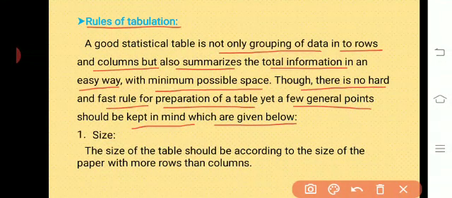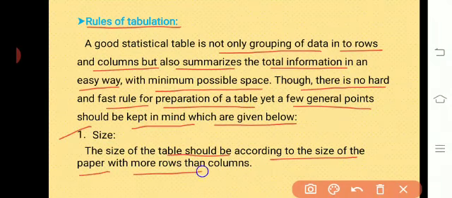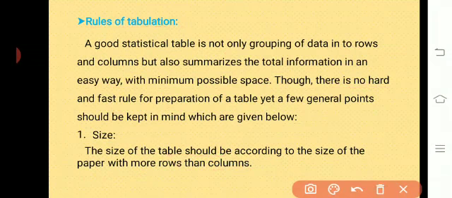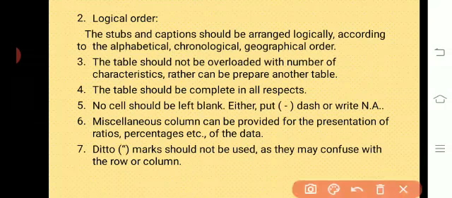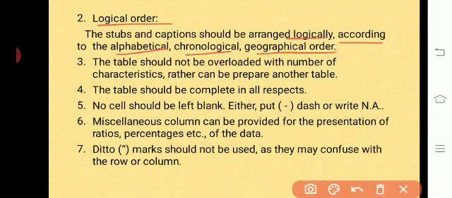First point is size. The size of the table should be according to the size of the paper, with more rows and columns. So according to the paper we have to keep the size of the table. Then logical order. The stubs and captions should be arranged logically according to the alphabetical or chronological or geographical order. Some logical order must be there in the table.